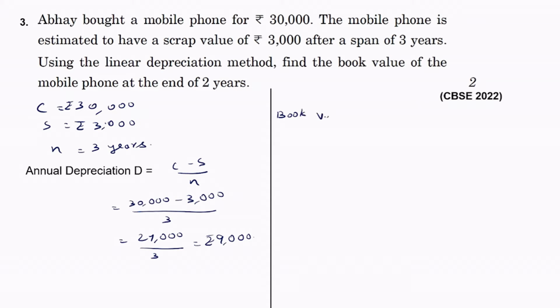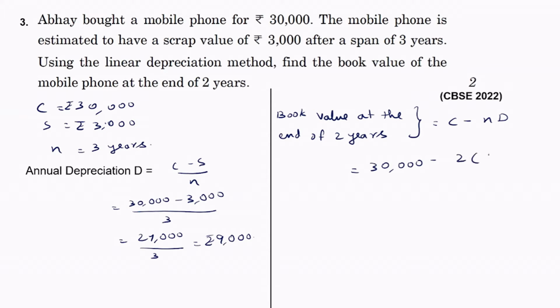Here we need to find the book value at the end of 2 years. It is nothing but the original cost minus the number of years into depreciation. So it is 30,000 minus 2 into 9,000. So it is 30,000 minus 18,000, which is rupees 12,000. So this is the book value of the mobile phone at the end of 2 years. So this is a question for 2 marks.